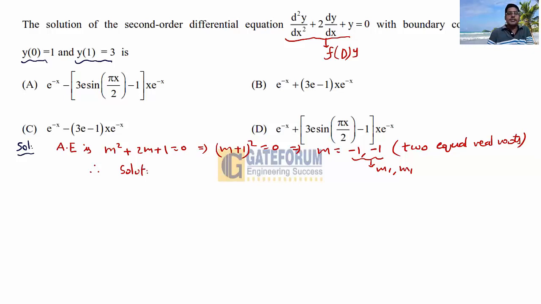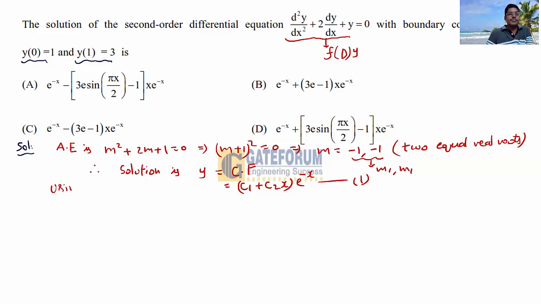Therefore, the solution, the dependent variable, that is y is equal to CF. CF stands for complementary function. Whenever two roots are equal, the CF is C1 plus C2 x into e to the power m1 x, that is e to the power minus x. Let us denote this equation 1. The two boundary conditions give y values only, there is no dy by dx value, so it doesn't require finding differentiation here.